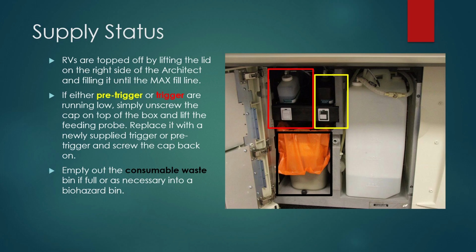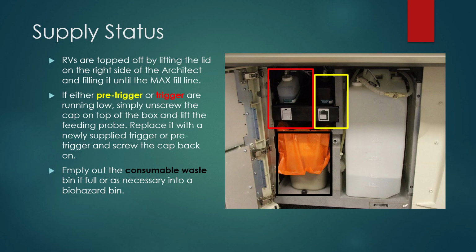The RVs are topped off by lifting a lid that's located at the top of the Architect to the right side, right by the monitor. It's supposed to be filled back up to the max fill line, but not above it, because RVs tend to cause a jam if we fill them above that line.